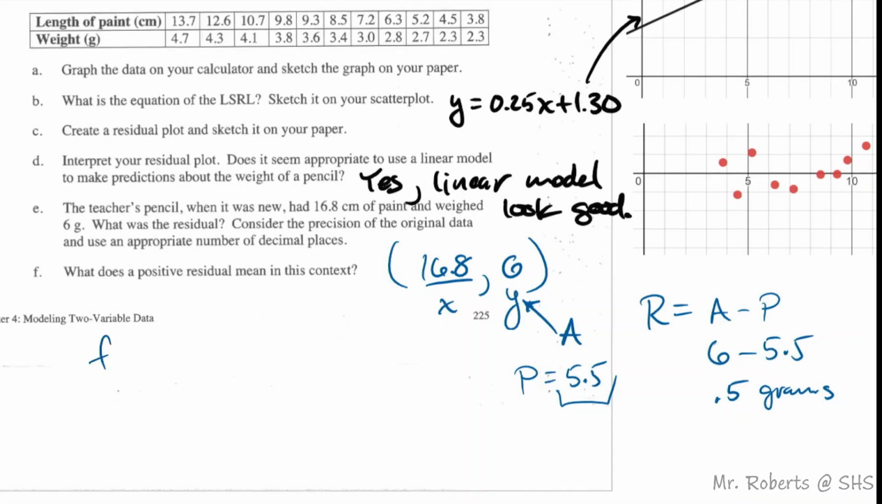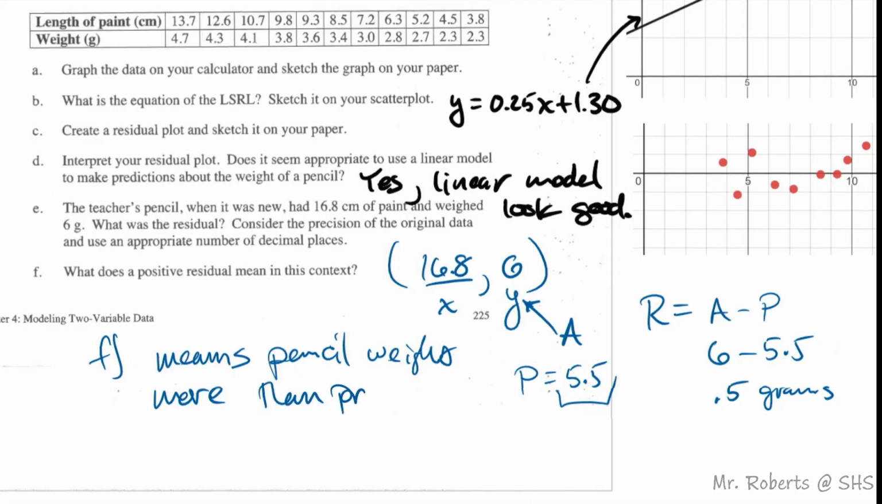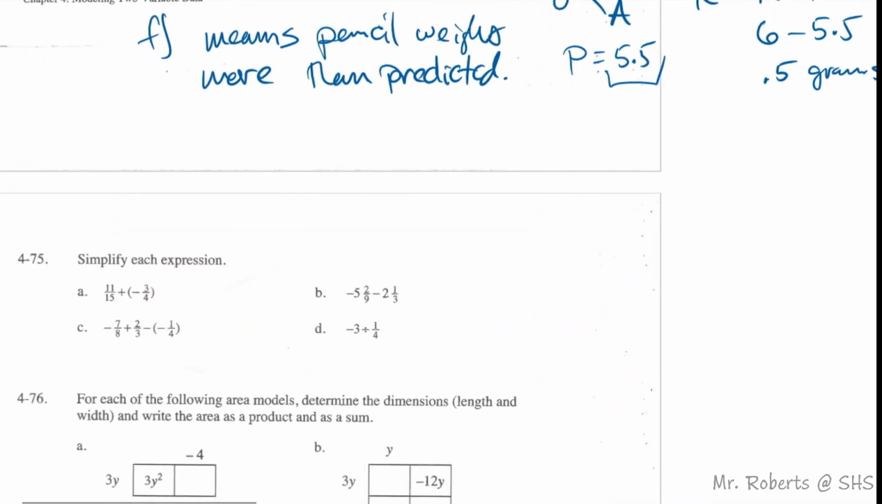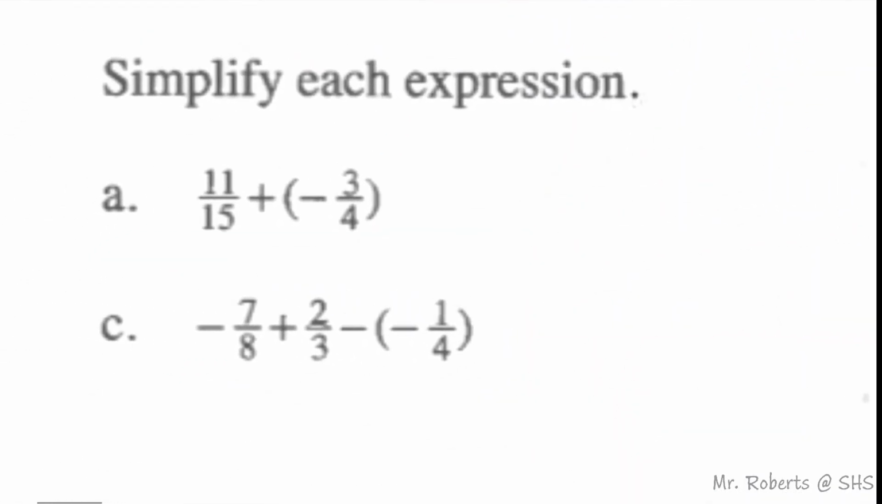So I'm going to say for F, it means pencil, P-E-N-C-I-L, weighs, W-E-I-G-H, more than predicted. All right, that's it. Wow, that was quite a question, huh? Let's go to next question.